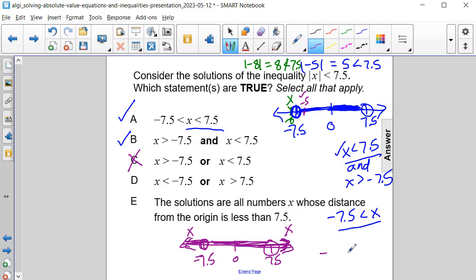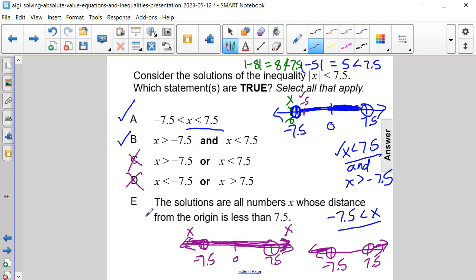Answer choice D is incorrect because if we had negative 7.5 and 7.5, this one is saying that I would have an open circle on both, and I would be shading in the opposite directions of what actually worked in our answer. So D can definitely be ruled out.